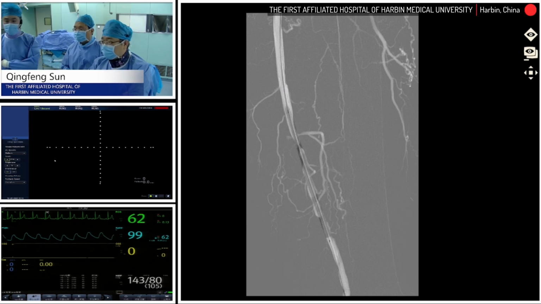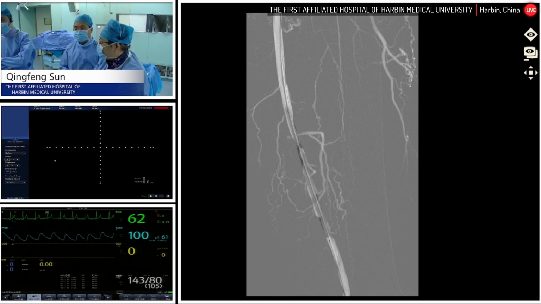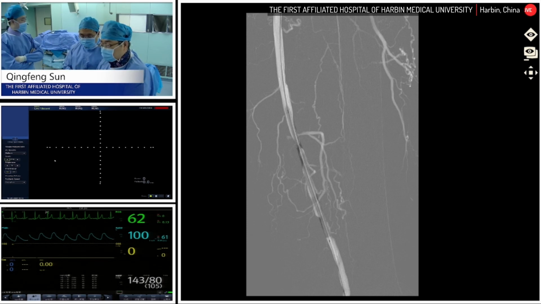Yeah. At first, when I saw the CT angiograph under the cross section, I thought it was thrombosis. Yeah, definitely. But using IVUS, we can see it is fibrosis. So it's quite different.